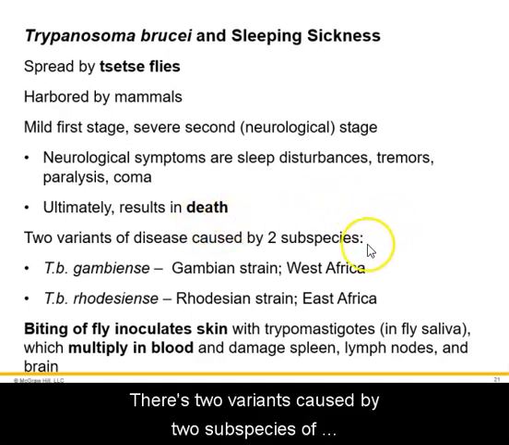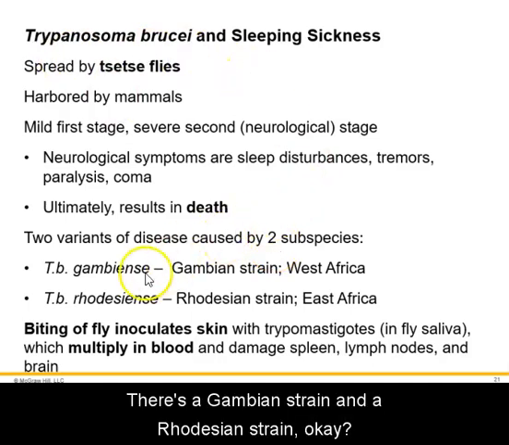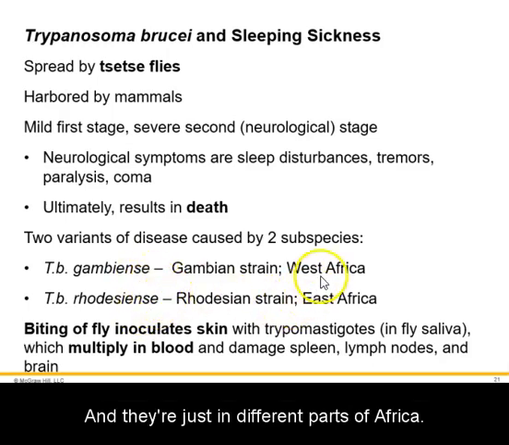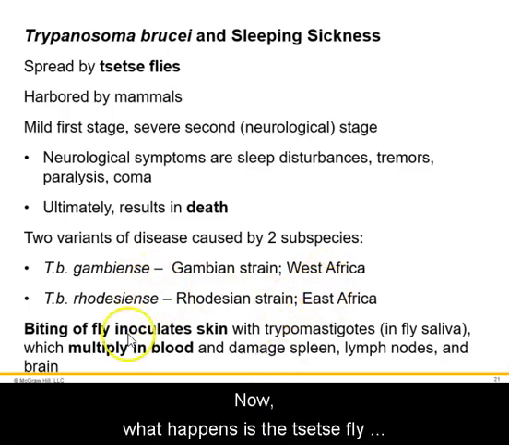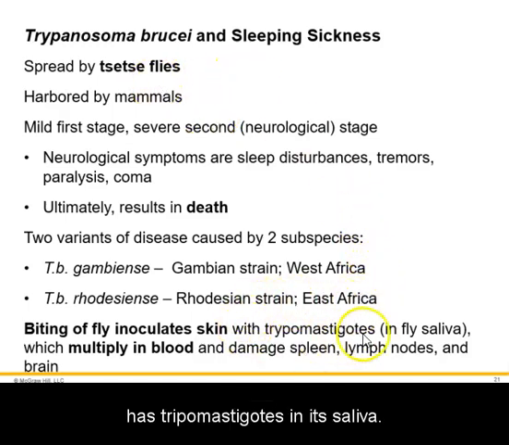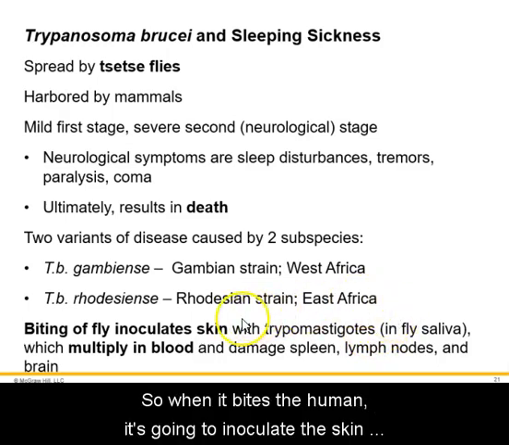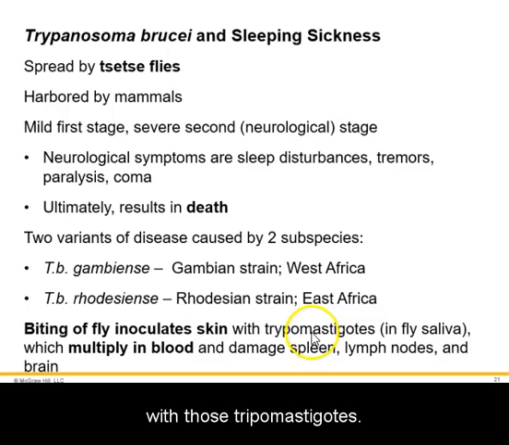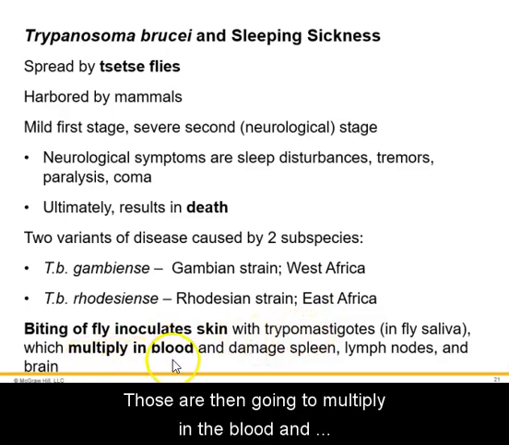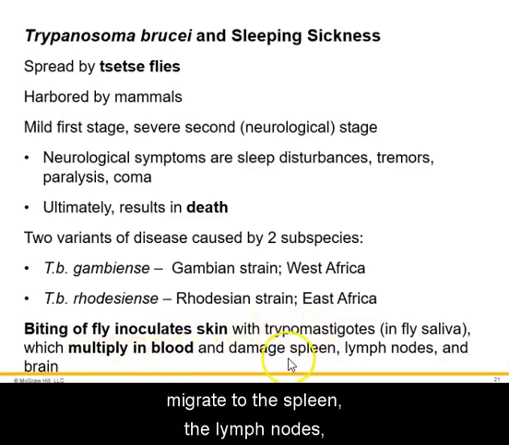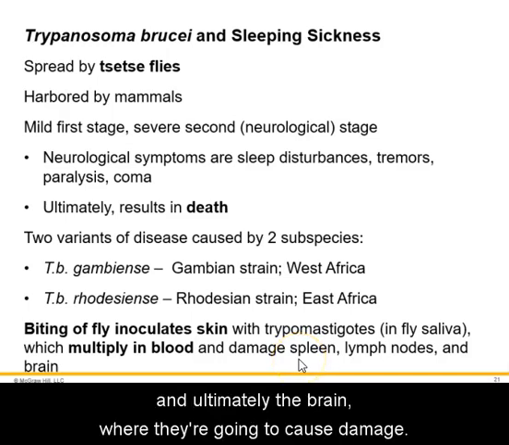There's two variants caused by two subspecies of Trypanosoma brucei. There's a Gambian strain and a Rhodesian strain, okay, and they're just in different parts of Africa. Now what happens is the tsetse fly has trypomastigotes in its saliva. So when it bites the human, it's going to inoculate the skin with those trypomastigotes. Those are then going to multiply in the blood and migrate to the spleen, the lymph nodes, and ultimately the brain, where they're going to cause damage.